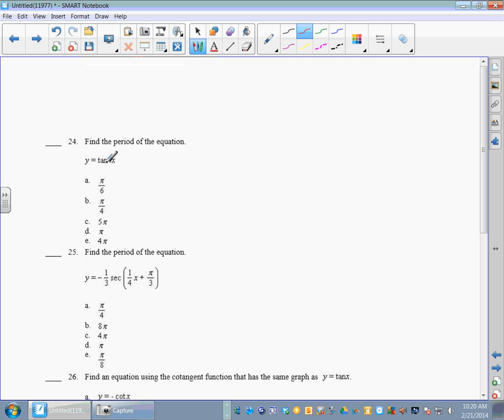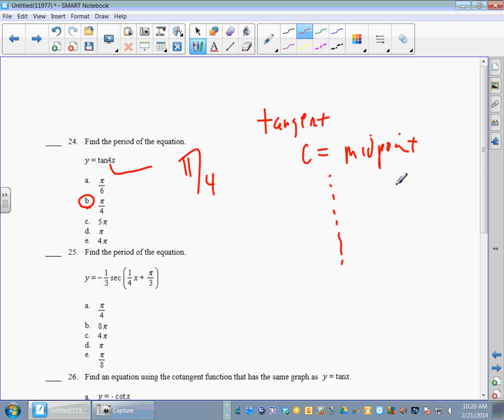All right. Oh, look at that. So it'll be pi over 4. C for tangent. C is the midpoint. Nope. Cotangent, it's at the... So you have tangent looking like this. And C is right here. Okay? And then over here, that's the amplitude A. All right?